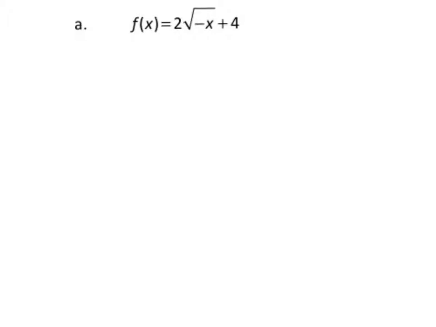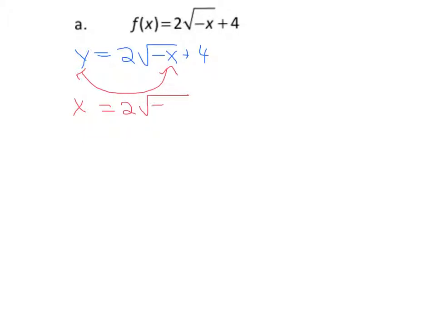Looking at this first function, instead of f of x, I'm going to write y equals 2 square root of negative x plus 4. And then we literally switch the x and the y. So I replace y with x, and I replace x with y. And now I have to solve for y. To get y by itself, I would subtract 4 from both sides, and we get x minus 4 equals 2 square root of negative y.